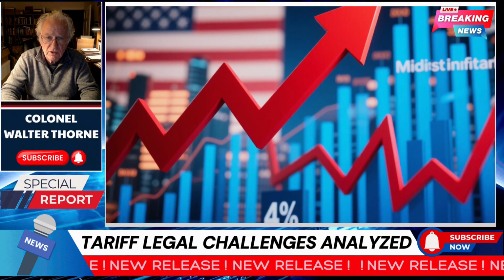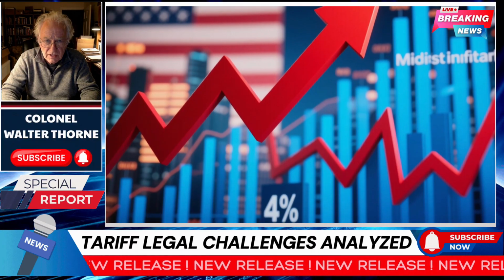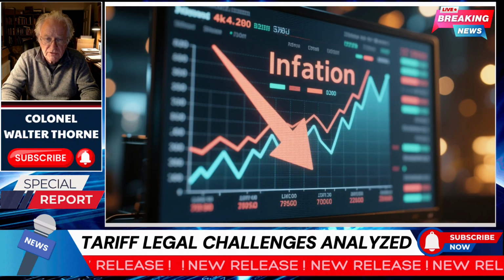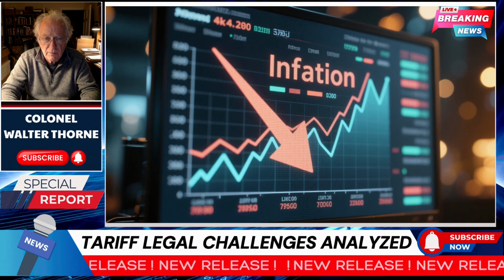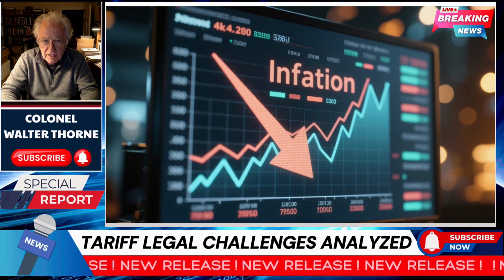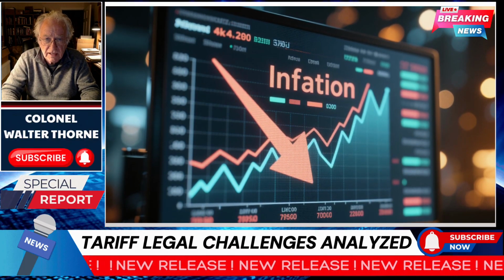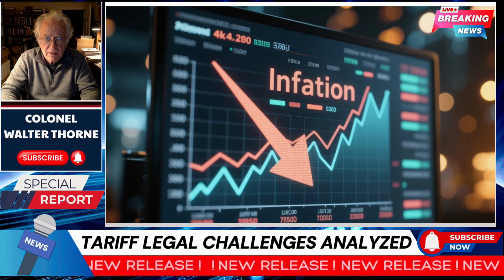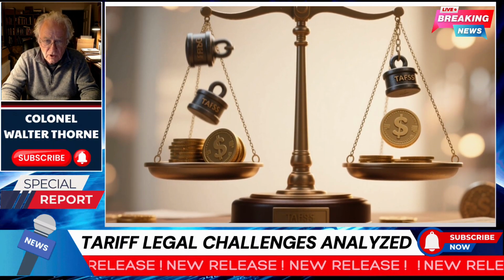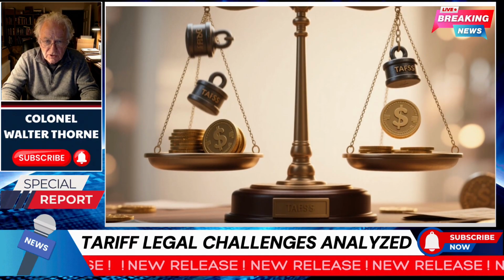The distributional effects are significant. Consumer expenditure surveys show that lower-income households spend larger portions of income on goods versus services. Tariffs primarily affect goods, particularly manufactured consumer products like clothing, electronics, and household items. Services like healthcare, education, and housing are largely unaffected by import tariffs. This creates regressive incidence where tariff costs represent larger percentages of income for lower-income households.